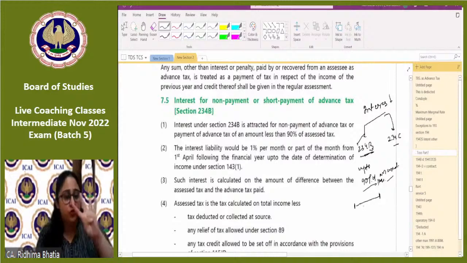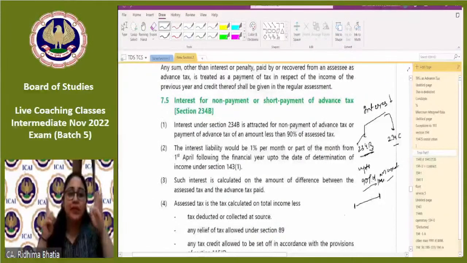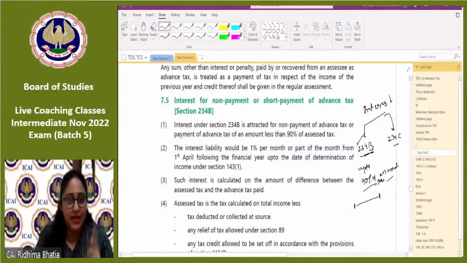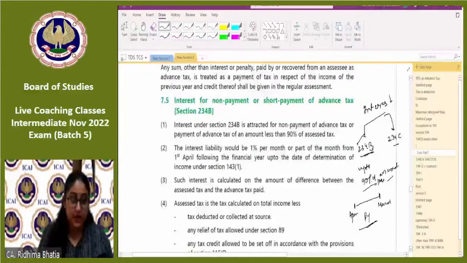Now, even if there are 4 installments and the last is on 15th March, I remember I told you anything which is paid during the previous year is advance tax. So even if I pay anything on 16th March, 20th March, 31st March, it would be my advance tax, correct? So if between April to March of the previous year, your advance tax is less than 90% of your assessed tax, then Section 234B would be applicable.